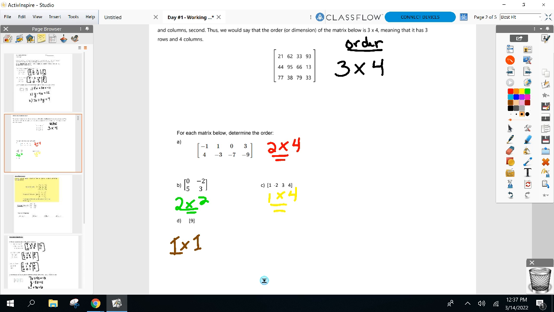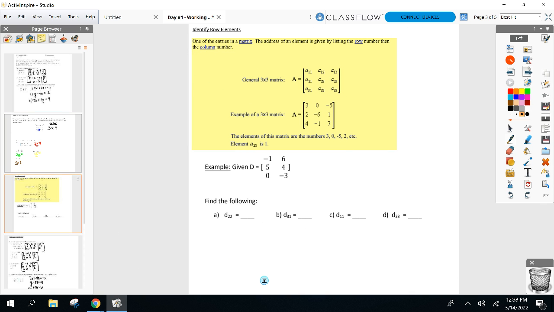All good? Last thing I need to show you, what if I want a certain number out of the matrix? How do I identify it? Like, what position is 38 in here? All right, so that's the next part of this, is how to identify a number in it.